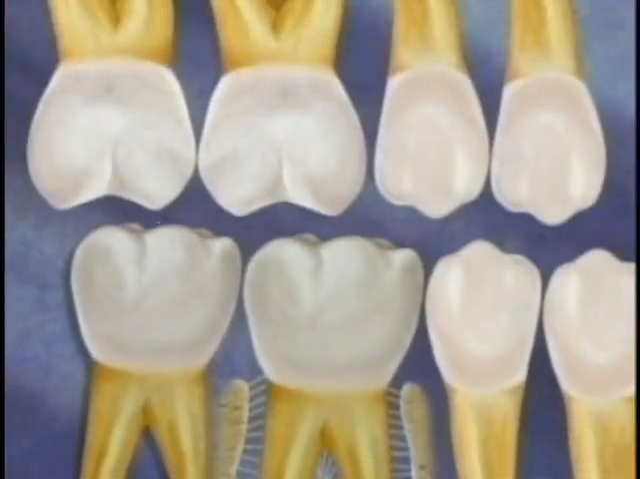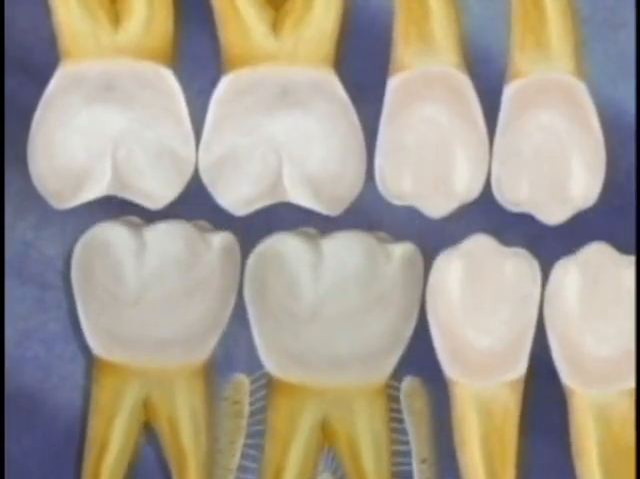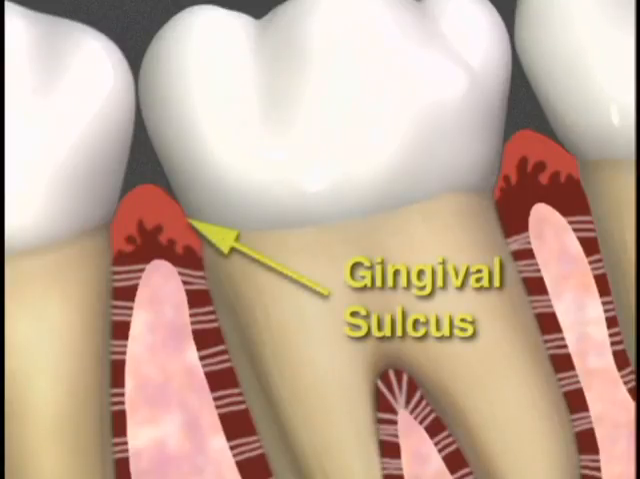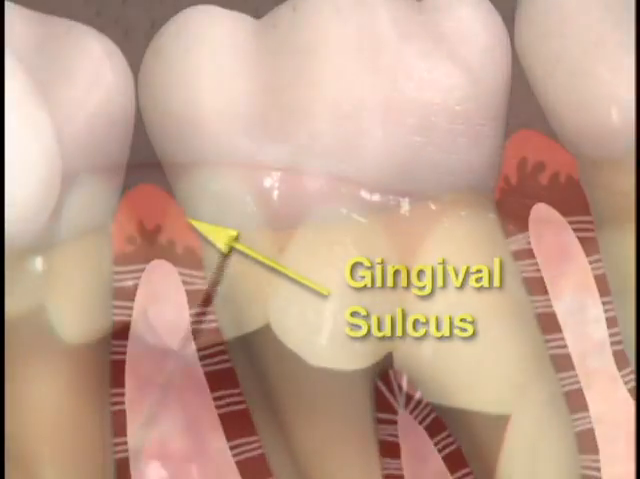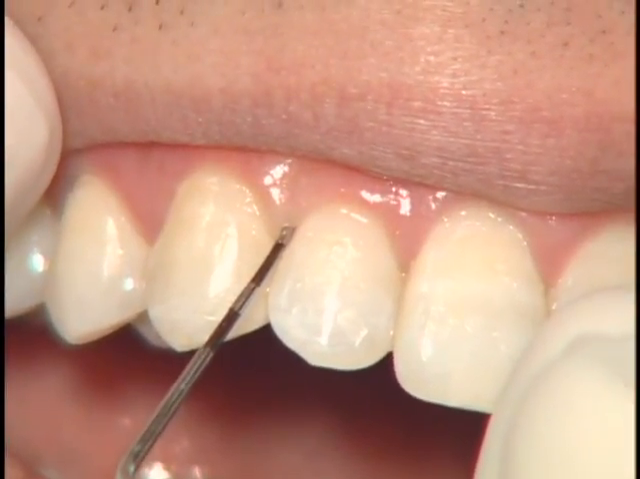Some important functions of periodontal ligaments include anchoring the tooth in the alveolar socket and providing shock absorption during vertical, protrusive, and lateral movements of the mandible. The shallow V-shaped pocket in the soft tissues surrounding the tooth is called the gingival sulcus. The depth of the gingival sulcus is measured with a periodontal probe.